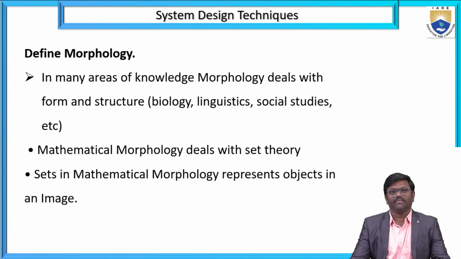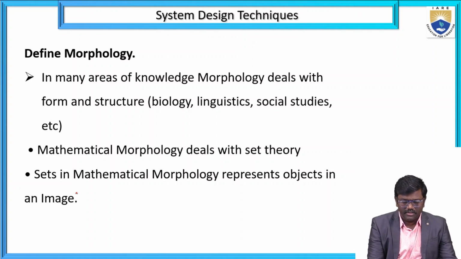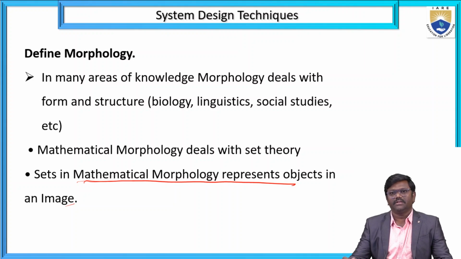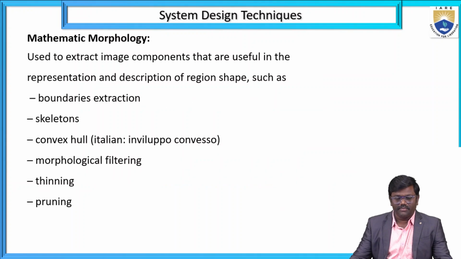The first one is to define morphology. In many areas of knowledge, morphology deals with form and structure, as in biology, linguistics, social studies, etc. Whereas mathematical morphology deals with sets, which in the field of mathematical morphology represent objects in an image. So the objects which you consider in the image are based on biology, linguistics, social studies, etc.